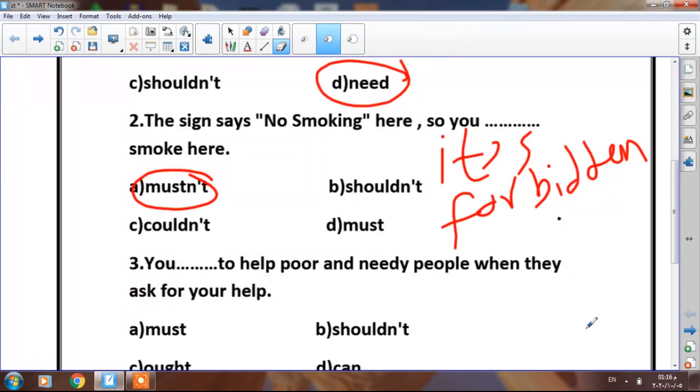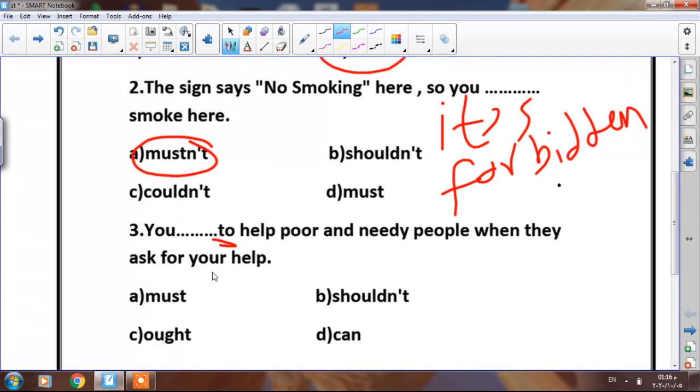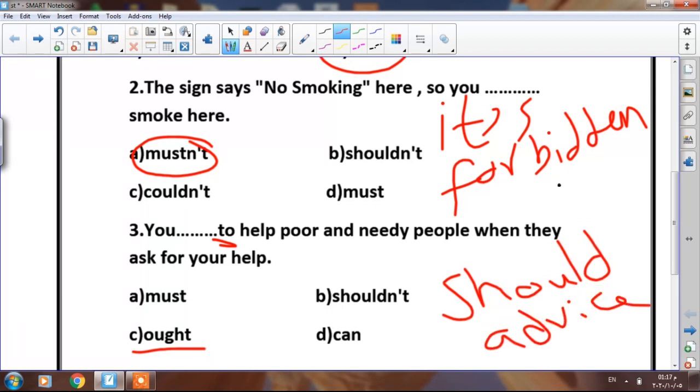Number three. You ought to help poor and needy people when they ask for help. Here again we have the word to. So you will choose what? Must to, shouldn't to, ought to, can to. Of course it's so clear. Whenever we have the word to here, we choose ought to. Who can remind me, ought to equals what? Should, right? It refers to the meaning of advice. Help poor people means you should help poor people. And here ought to and should refer to the meaning of advice.